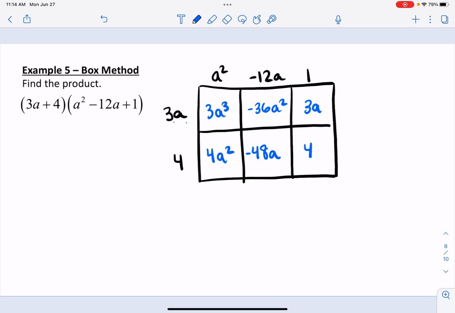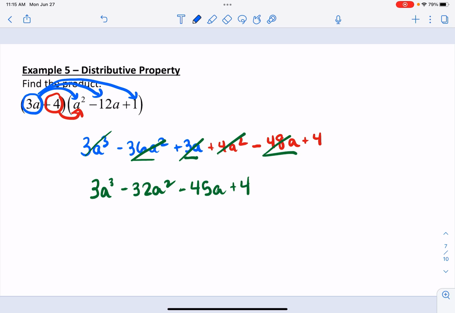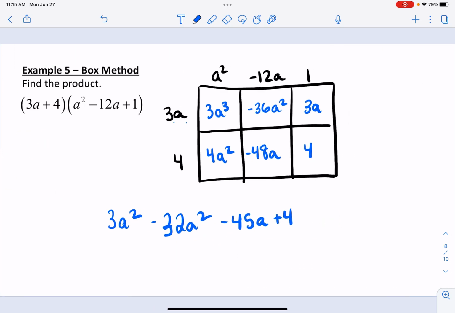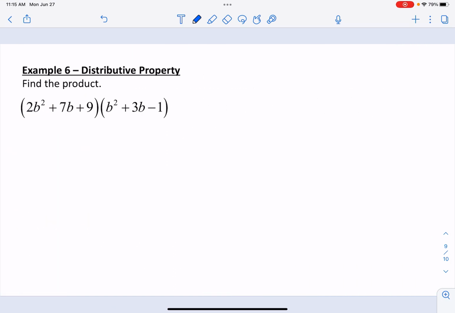Now I combine my like terms. So I have 3a cubed. And quite honestly, a lot of times they're going to be along the diagonal. I have 4a squared minus 36a squared. 4 minus 36, well, that's a negative 32a squared. Then I have negative 48a plus 3a. That's a negative 45a plus 4. Okay? And I should have gotten the same thing. Did I get the same thing? I did get the same thing. Okay?